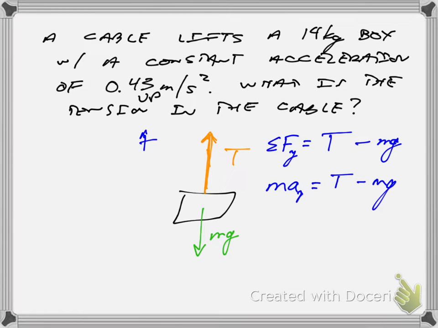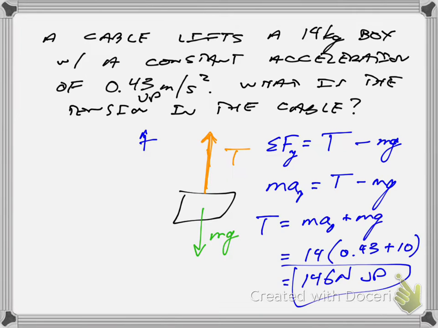Again, straight substitution. Now the question asked me about the tension, so I can solve for the tension. I rewrite the equation as T equals ma in the y direction plus mg. Then I substitute everything that's given, the 14 kilograms for the mass, the 0.43 for the acceleration in the y direction, and 10 for g. And I get an answer of 146 newtons up. And that's actually the right answer.